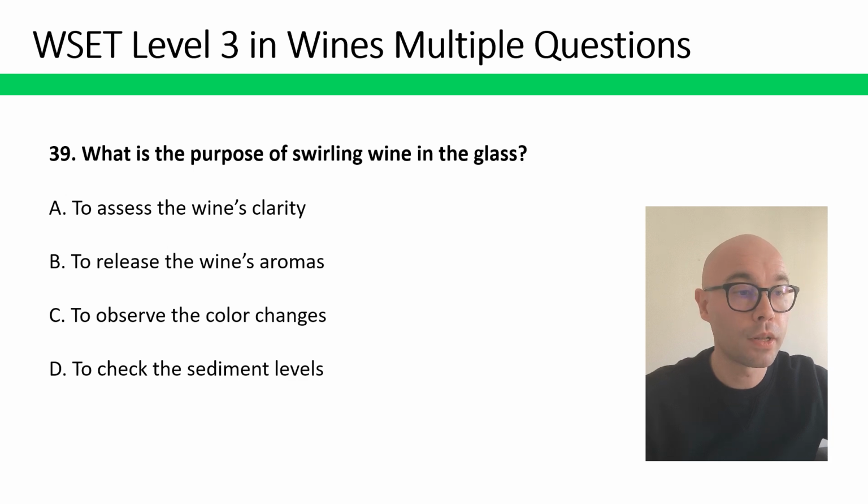What is the purpose of swirling wine in the glass? To assess wine's clarity, to assess wine's aromas, to observe color change, to check sediment levels. The correct answer is B, to release wine's aromas.